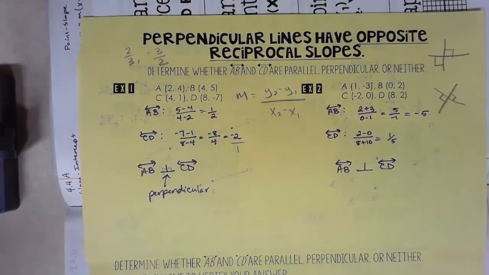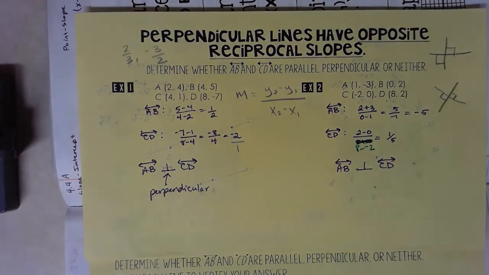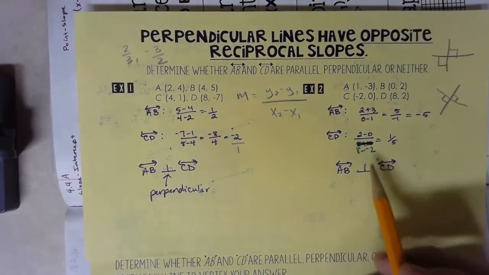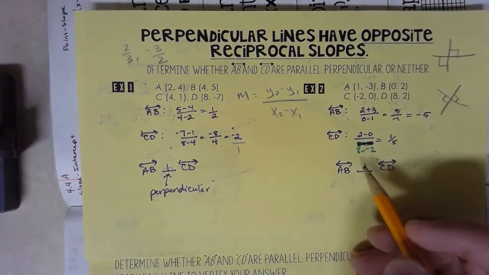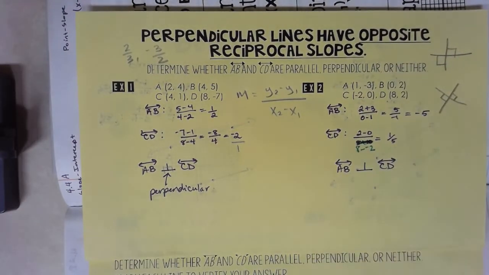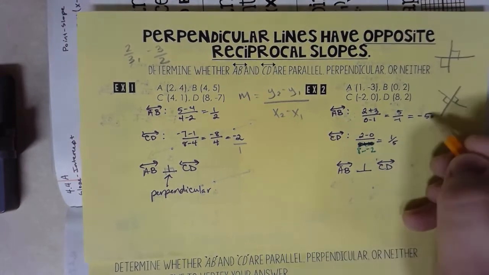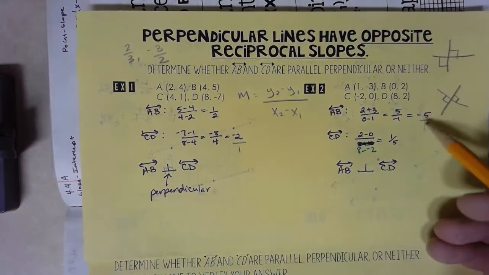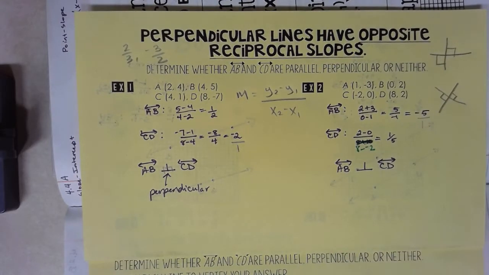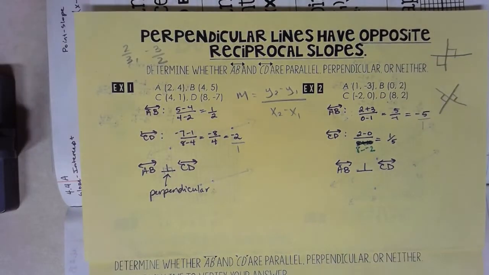Okay, so I actually had a typo on that last one. It said 2 minus 0 over 8 plus 10, and I got a little bit ahead of myself because it was supposed to be 8 minus -2. 8 plus 2 would give me 10. So I apologize for that. But I would get 2 over 10, which reduces down to 1/5. -5 can also be rewritten as -5 over 1. So I can tell pretty quickly that these two numbers are opposite reciprocals. So line AB will be perpendicular to line CD.